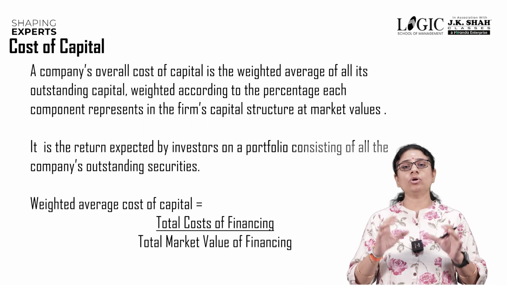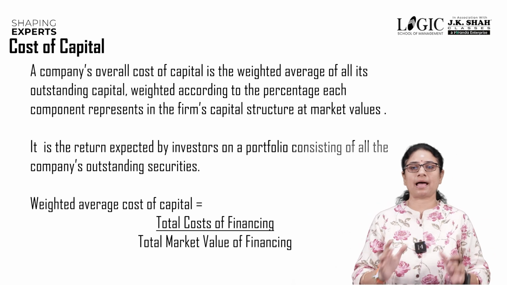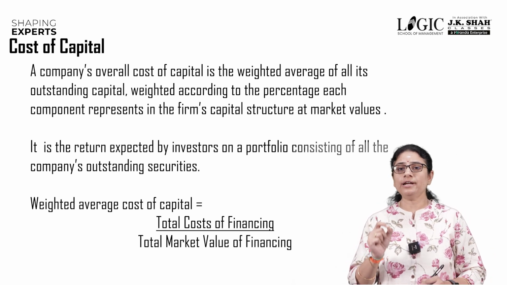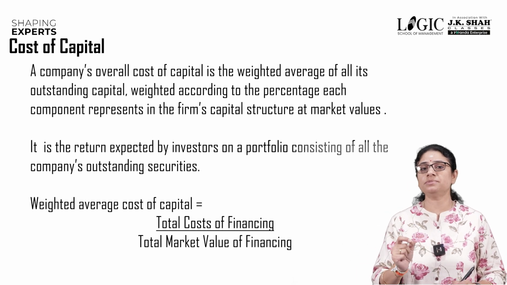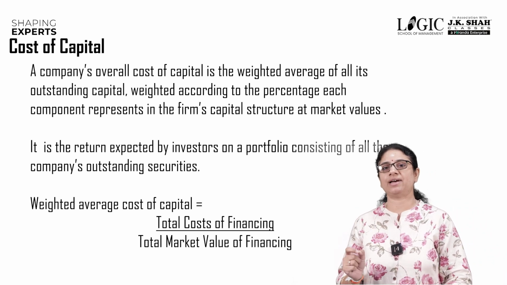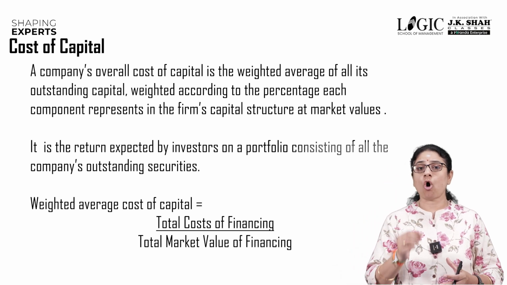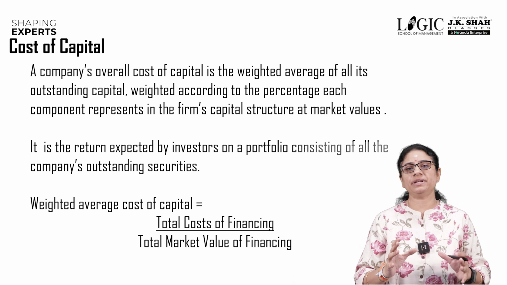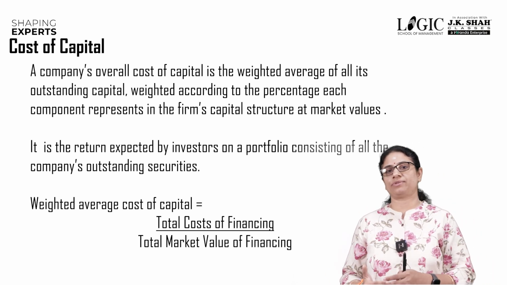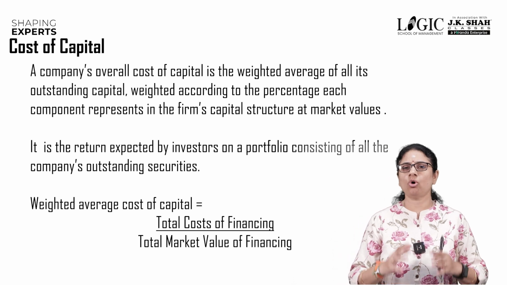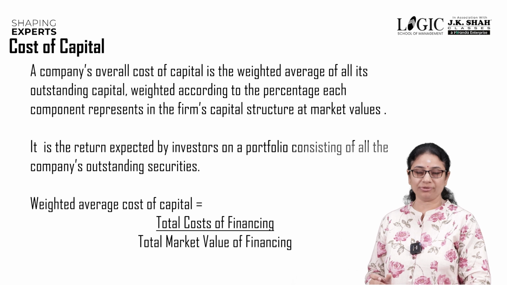A company's overall cost of capital is the weighted average of all its outstanding capital, which is weighted according to the percentage of each component that it represents in the firm's capital structure at market value. So it is the return expected by the investors on a portfolio consisting of the company's outstanding securities. Now we'll see weighted average cost of capital. It is equal to the total cost of financing divided by the total market value of financing.